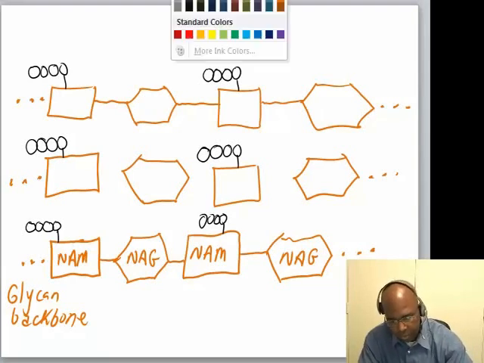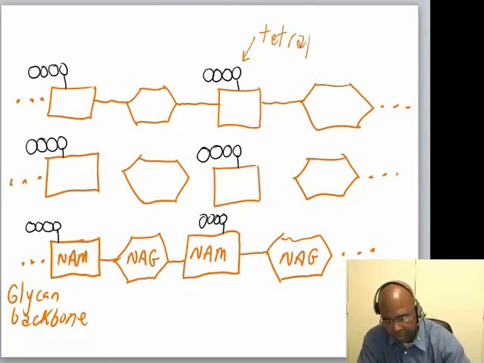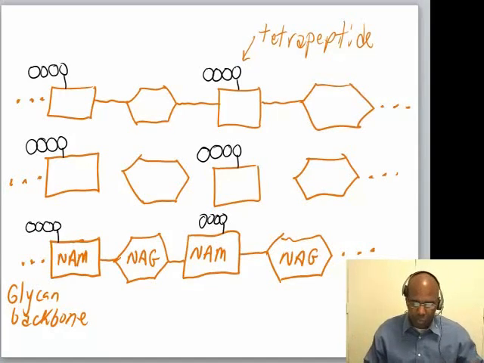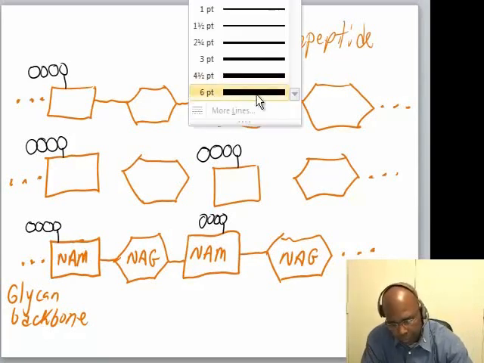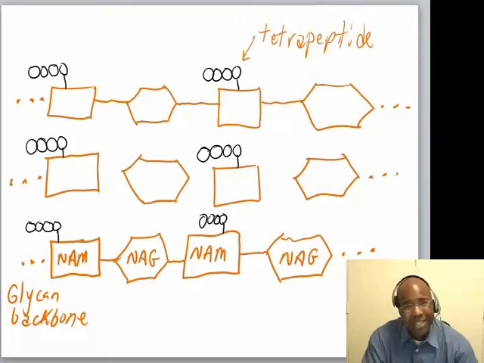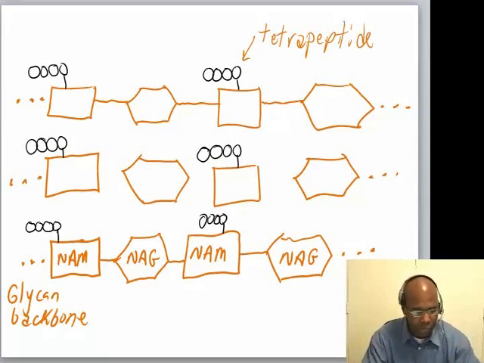I'll make this orange again. This is our tetrapeptide because it's four amino acids. Again, what we're trying to do is make the sheet that goes around the bacterial membrane, and I'll explain in just a second why we need a sheet around a bacterial membrane. But now we need to weave these together, and to do that, there's a cross link between each of our strings, each of our glycan backbones.